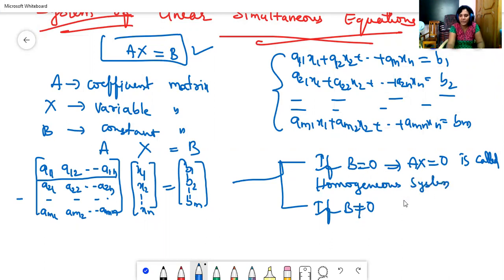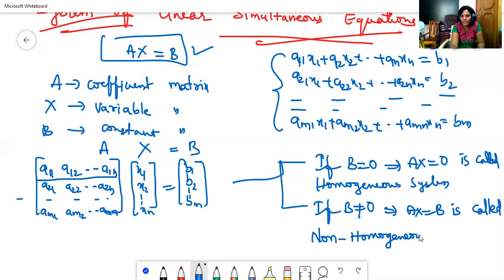When b is not equal to 0, the matrix form is Ax equal to b. b is a constant matrix in which at least one value is non-zero. Then such a system is called a non-homogeneous system. Why? Because b is not equal to 0.